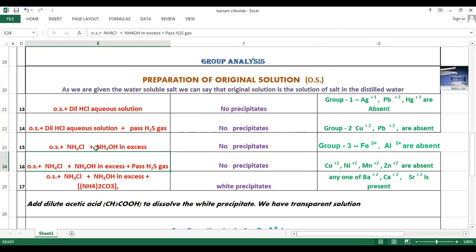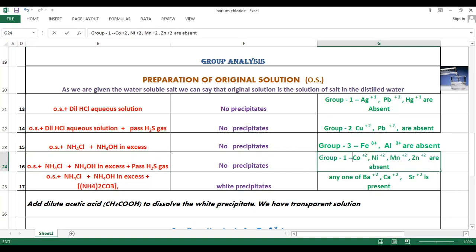Now, my dear students, again in the same solution, to which we have already added ammonium chloride and NH4OH in excess, we are now going to pass hydrogen sulfide gas. When we pass hydrogen sulfide gas, again there are no precipitates formed, and that is why we can say that group 4 ions Co2+, Ni2+, Mn2+ and Zn2+ are absent.